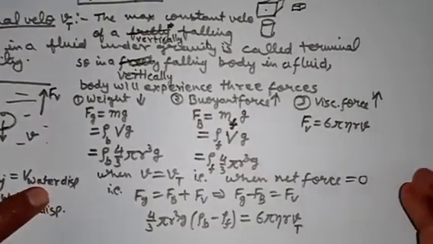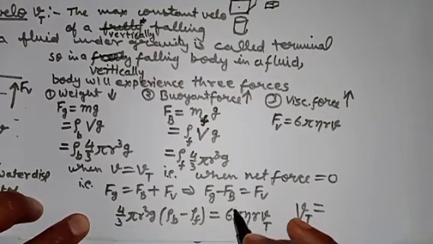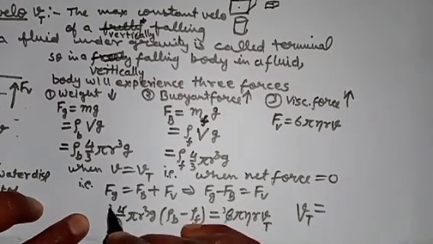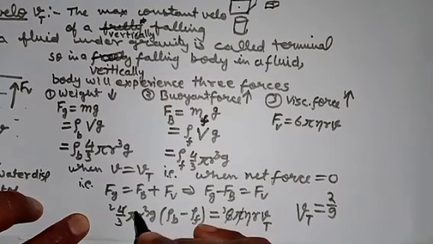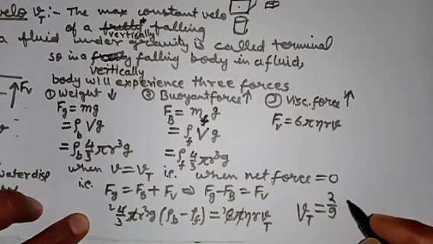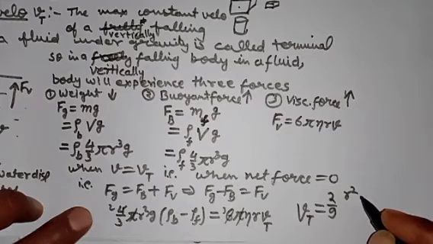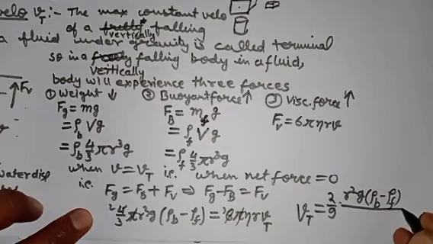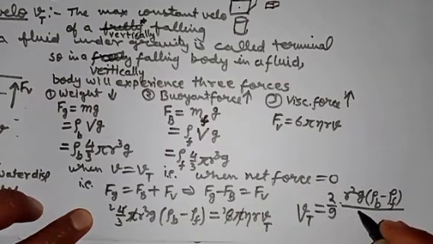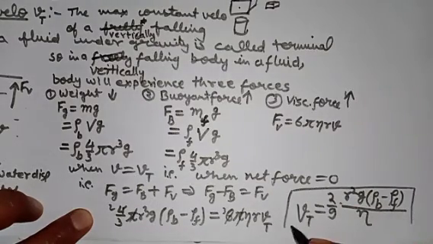So we can give a final touch to it. vt is equal to, 2 3s are 2 2s are, so it will be 2 by 9. Pi will also get cancelled, r one power will get cancelled, so it will be equal to r square, one power has gone, g (rho b minus rho f) upon eta. So this is the expression for terminal velocity.